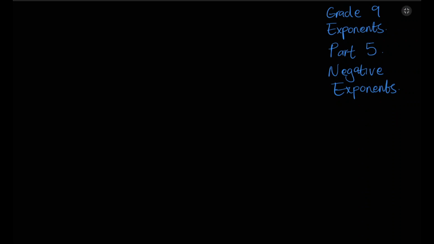Today's lesson is about negative exponents. So the law states that a positive exponent in the denominator is the same as a negative exponent in the numerator. What this basically means is that to make a negative exponent positive, you move the base to the other side of the fraction line.